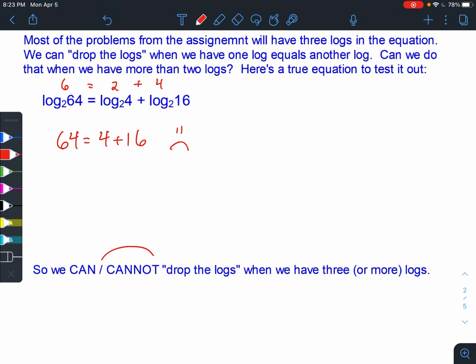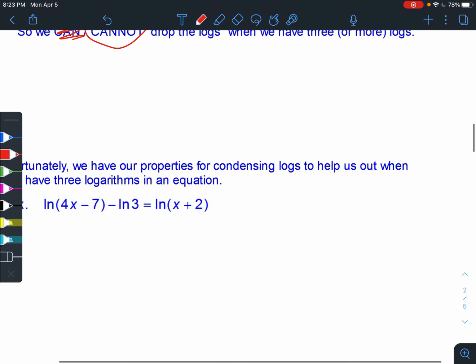So basically, we cannot just simply drop the logs when we have 3 or more logs in an equation such as this. Okay, somebody's going to do that in the quiz, and you're going to lose all, or at least close to all the points for the problem, depending on what else you might do in the problem. But that is what I consider a very, very, very bad conceptual error if you do something like that. All right, so please don't.